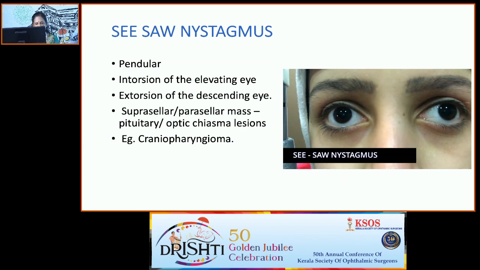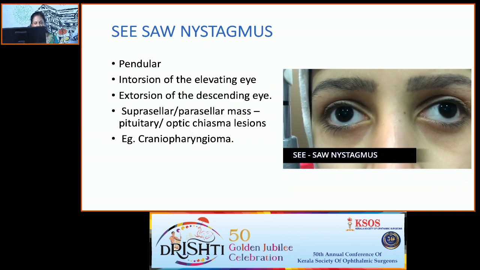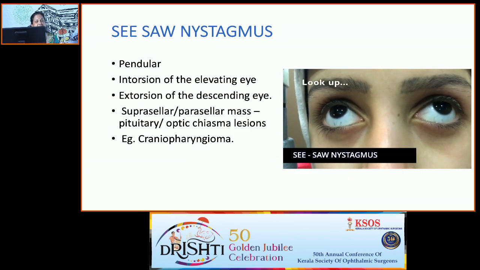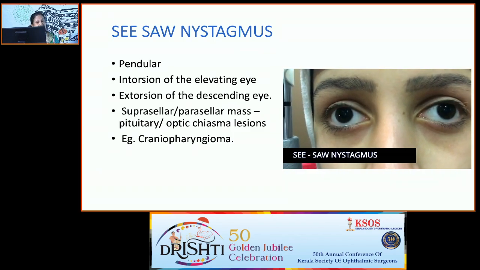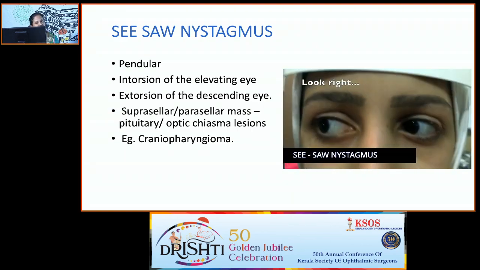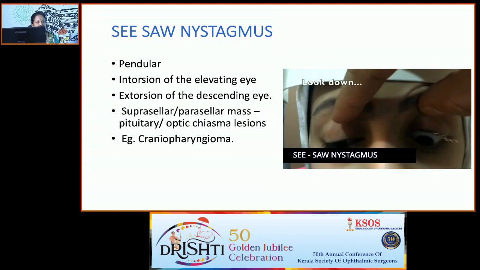Now coming to the next interesting variety, that is seesaw nystagmus. This is again a pendular nystagmus. This is one of the questions in today's quiz. Seesaw nystagmus you will see in suprasellar and parasellar mass lesions, craniopharyngioma. It is a pendular nystagmus with intorsion of the elevating eye and extorsion of the descending eye.